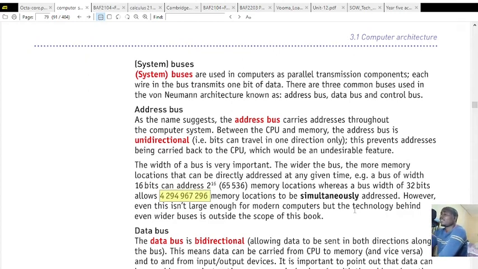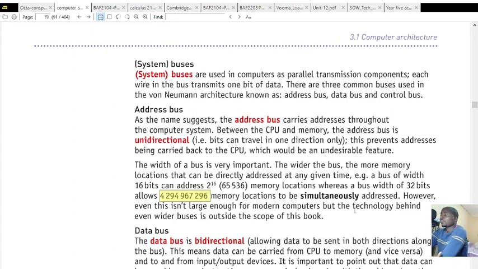So that is it. Then we have the data bus. The data bus is bidirectional. So it can send data from the register to the memory location and from the memory location to the data register. So that is how it is.